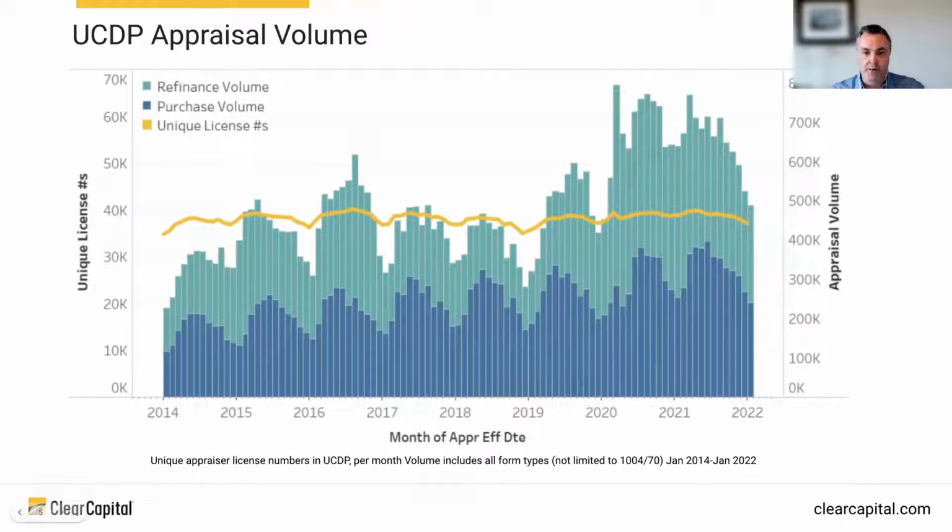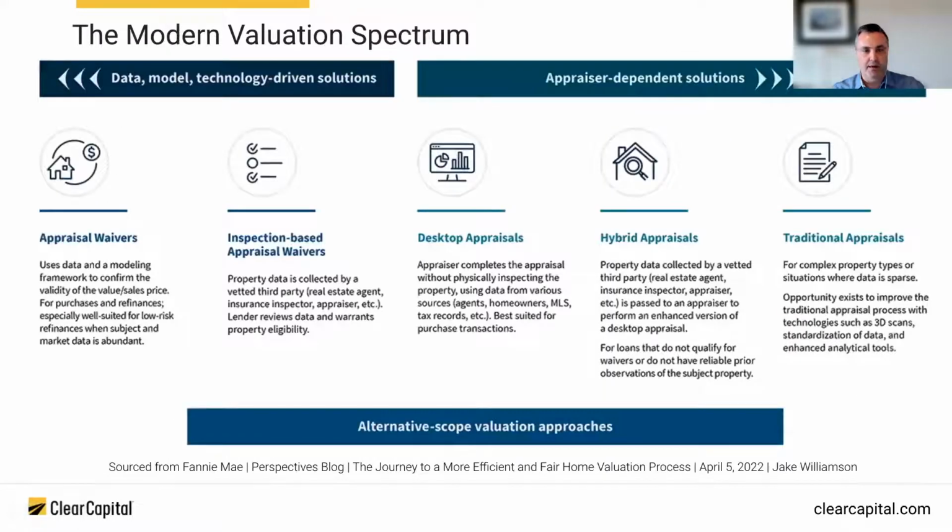So we can go ahead and transition to the next slide here. And as a result, I think this is a great illustration, provided by Fannie Mae, the modern valuation spectrum. Overall, this is an overview of the valuation product cascade by Fannie Mae. And you can see here that there are really two categories: the data-driven solutions on the left-hand side, and the appraiser-dependent solutions on the right-hand side. And right in the middle on the right-hand side, desktop appraisals are there.